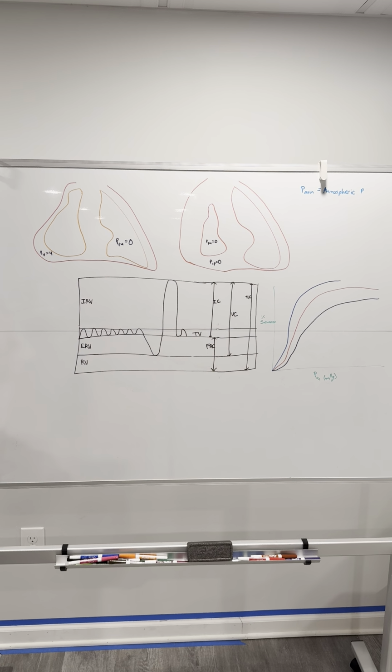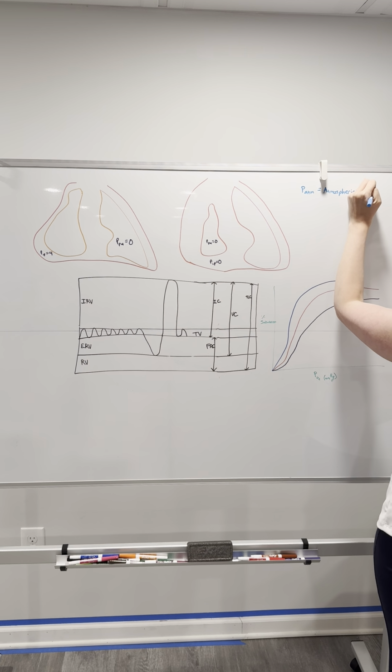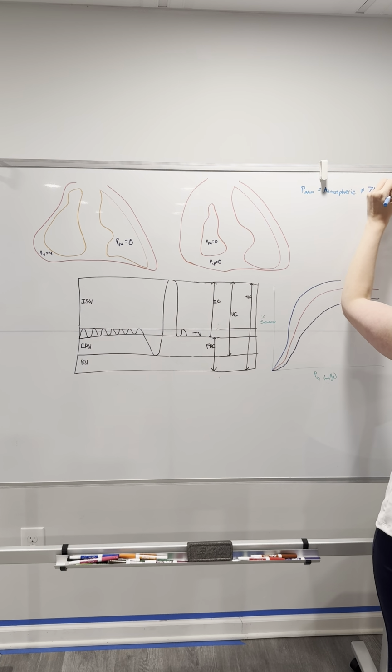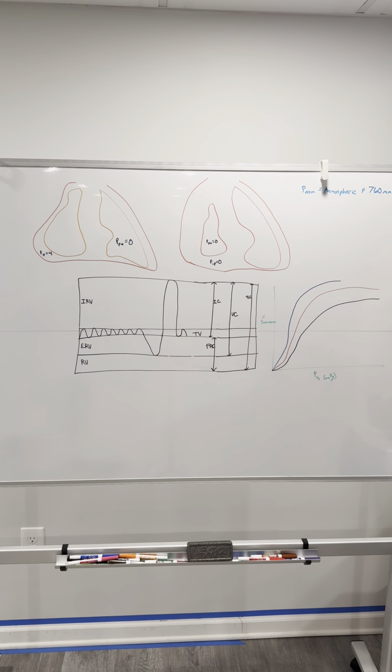So PATM is atmospheric pressure, and this is 760 millimeters mercury or 1 atmosphere. So millimeters mercury and atmospheres are both ways to measure pressure. So we are going to describe our respiratory pressures in relation to atmospheric pressure here.